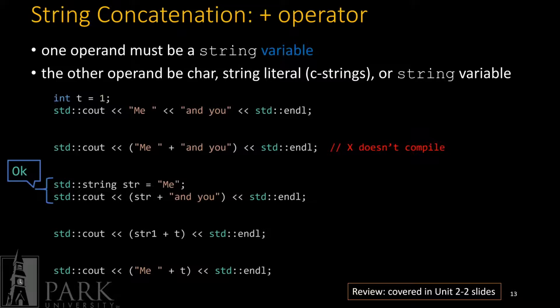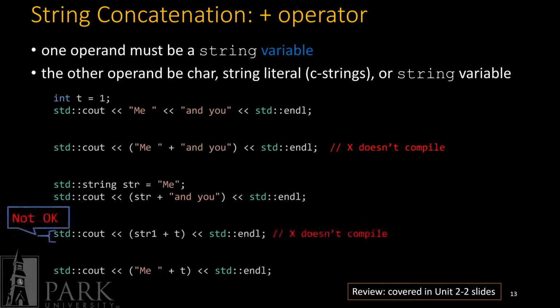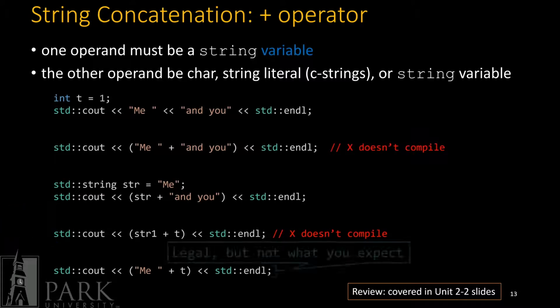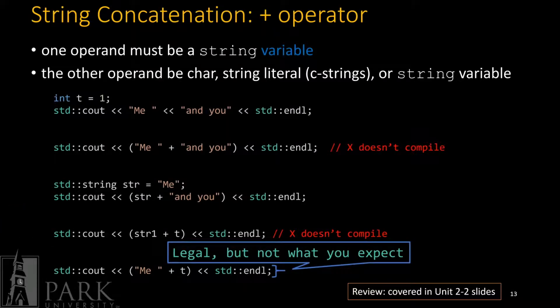Here we use a C string to initialize a string object, and it's okay to concatenate a string and a C string. You can't, though, concatenate a string with an int. Unlike Java, C++ doesn't allow such a thing. Again, you can only concatenate a string with a char, a C string, or another string. This last line will compile, however, it's not string concatenation. It will use the int t right here to index the C string. Remember, C strings are character arrays, so adding one will just give you the array starting at the second position.